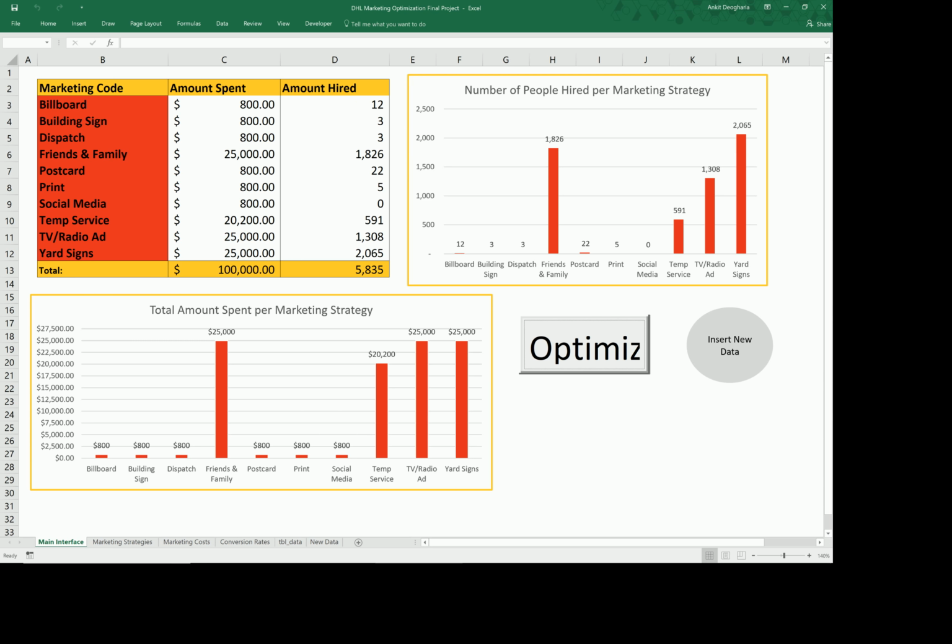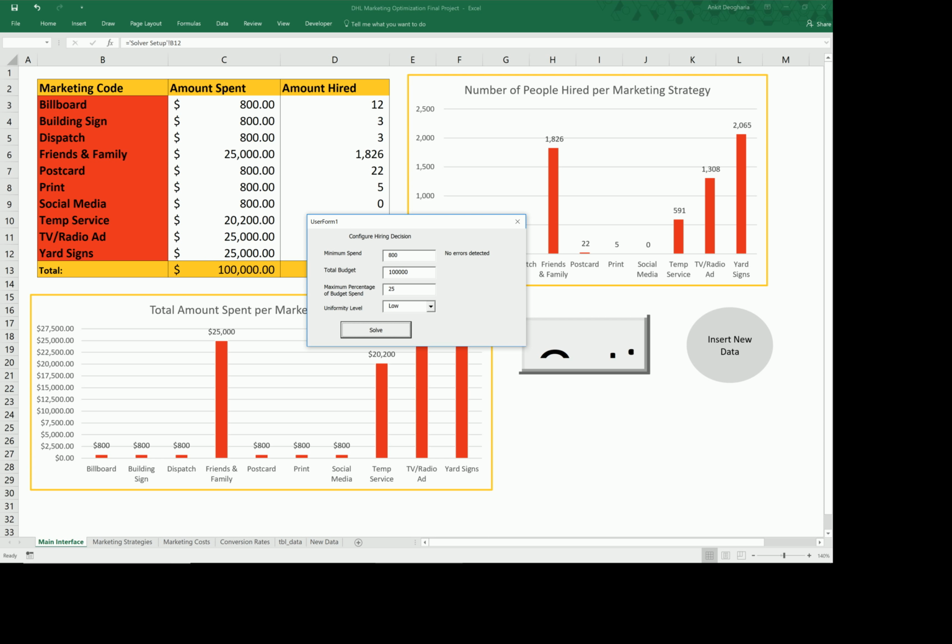Now it looks like here, yard signs, since they were shown to be the most effective in any kind of marketing decision, the most money was allocated towards yard signs. The second most was awarded to friends and family. But as we can see here, only the minimum amount was spent on some of these marketing strategies. So this graph tends to lean very heavily towards the winners and not so much towards the losers. So then let's try that again. Instead of low, we're going to choose something like medium or medium high. Let's try medium high and see what it does.